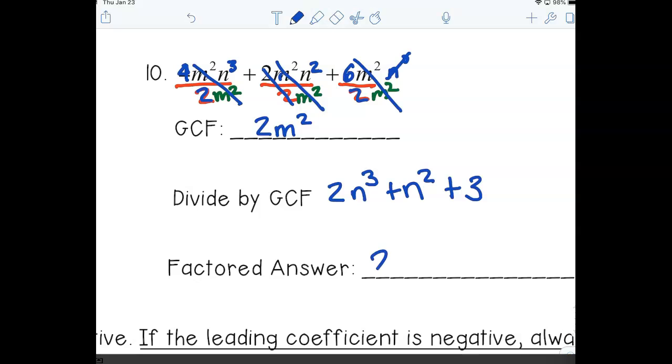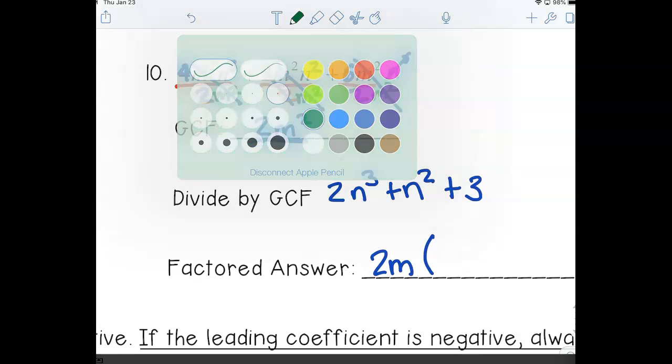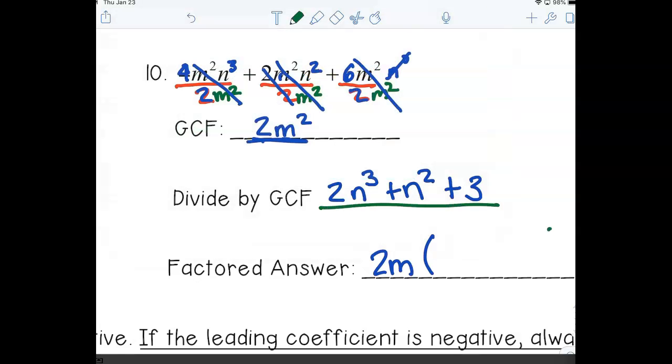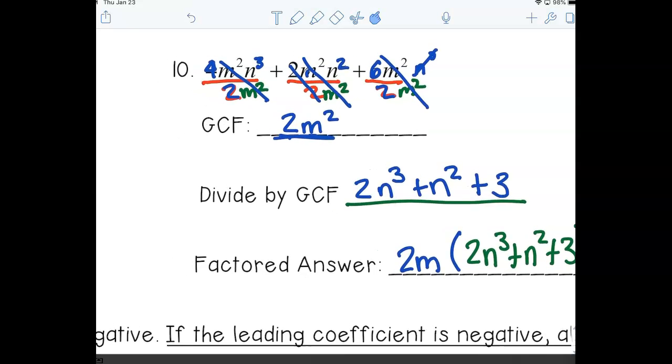So now my factored answer, I write the 2m squared in front, and then I write all of this in back. 2n to the third plus n squared plus 3. Okay.